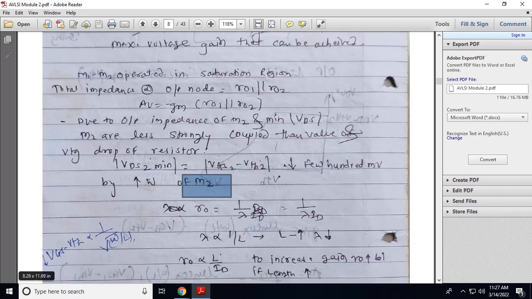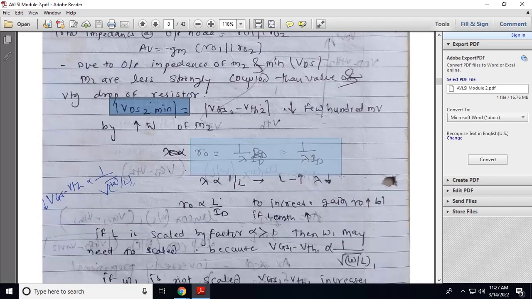Now see, VGS minus VTH is inversely proportional to the square root of W by L. So we can decrease the overdrive voltage of a transistor to get the maximum output voltage swing. So by increasing the width, we can decrease VGS minus VTH, and that is VDS2 minimum. So we can improve this, so we will get a large output voltage swing.